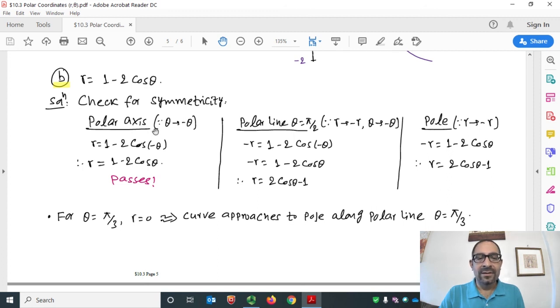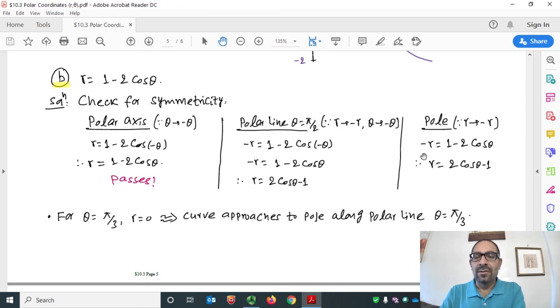Let's check all of these criteria. First, for the polar axis, we replace theta with minus theta. It turns out that r equals 1 minus 2 cos theta, the curve itself. So it passed the polar axis symmetry. Let's check the polar line symmetry. We put r equals minus r and theta equals minus theta. Then our given equation changes. That means it fails the polar line theta equals pi half symmetry.